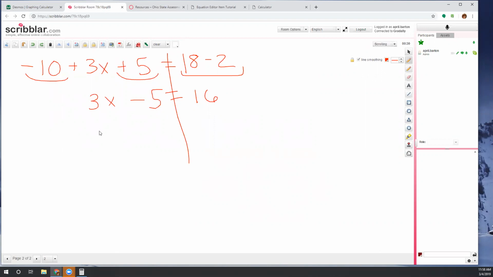Okay, and then at this point, I would do the opposite for the 5, so it would be a plus 5, and then it would go with the 16. So we're at 21, and then I would do the division at that point. I would be dividing the 21 by the 3.